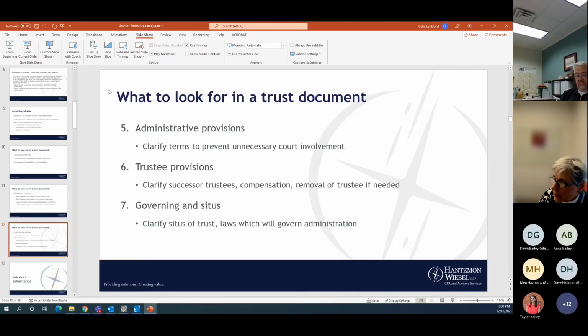And then finally, the trust document should clarify what jurisdiction it's intended for that trust to be in. For instance, somebody might live in New Jersey, and while they're living in New Jersey, they create a trust. That makes it a New Jersey trust. But if they then move to Virginia, it's still a New Jersey trust. It's still governed by the laws of New Jersey. So we need to clarify that and understand that.